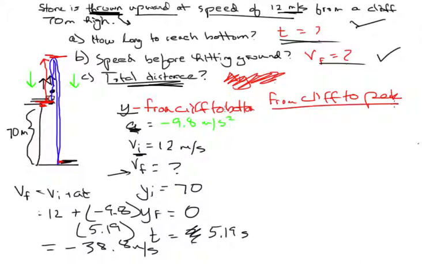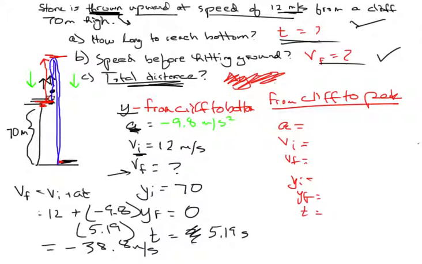But here we're going to just do cliff to its peak. So let's just describe this motion right here. So how do I describe a motion? 6 variables. Always the same 6. V initial, V final, Y initial, Y final, time.